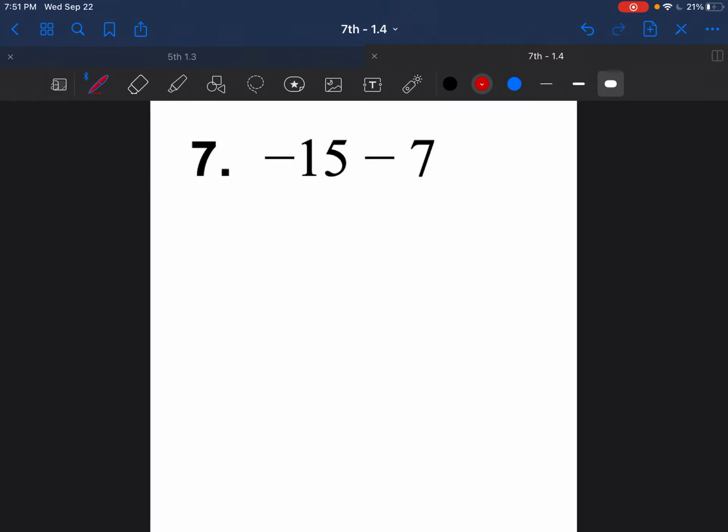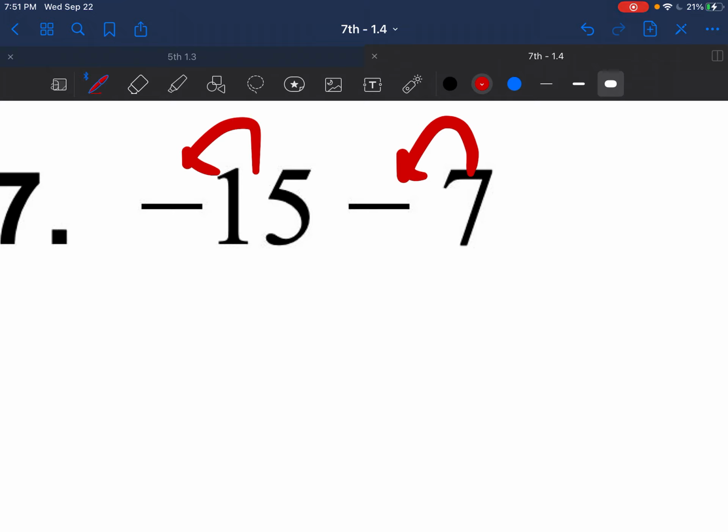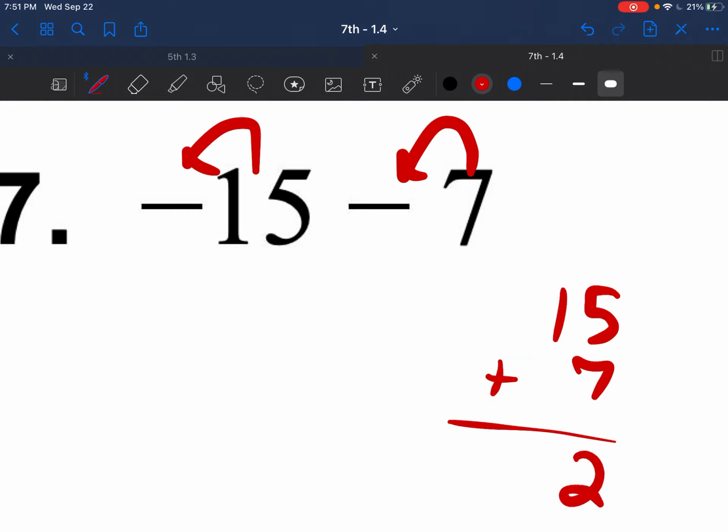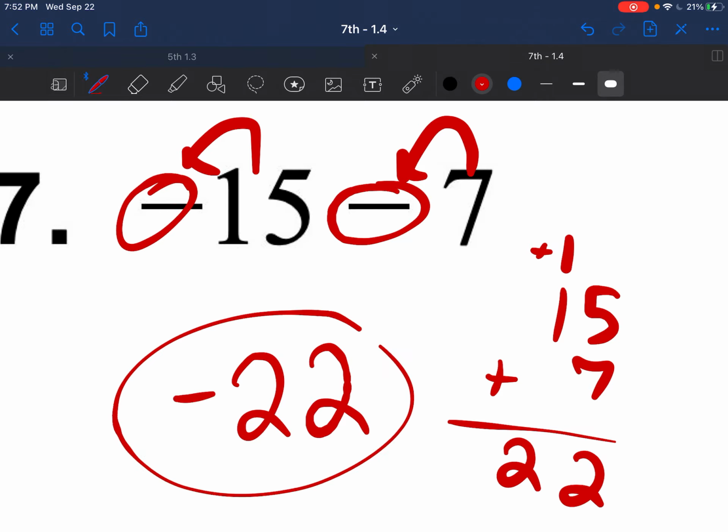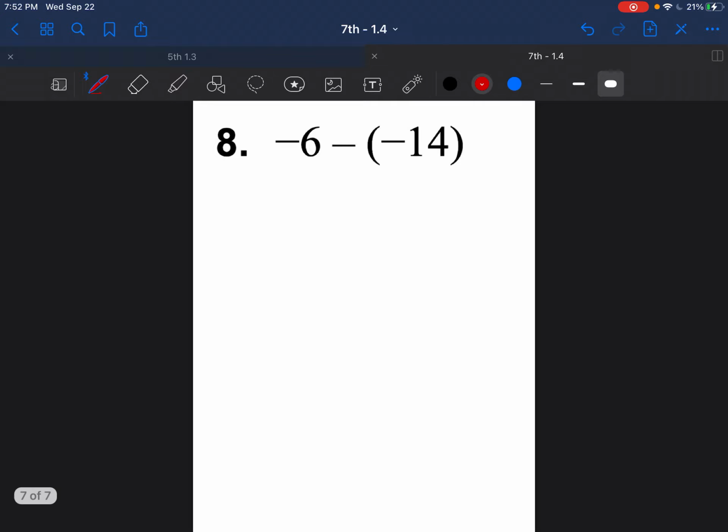Ladies and gentlemen, is this a double negative or no? This is not a double negative. Good. So let's just combine our numbers. We have negative 15 and negative 7. Same sign or different sign? They are the same sign, so we add. So we do 15 plus 7. 7 plus 5 is 12. Carry the 1. 1 plus 1 is 2. So our answer is 22. They're both negative, so my answer is going to be negative. So that's negative 22.